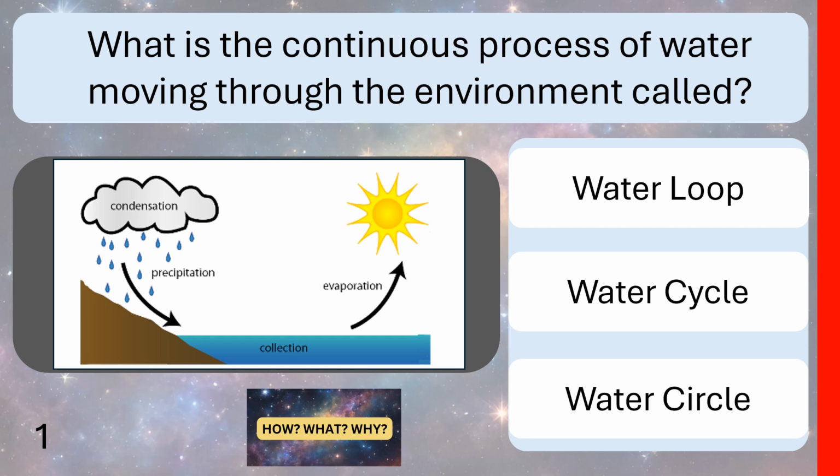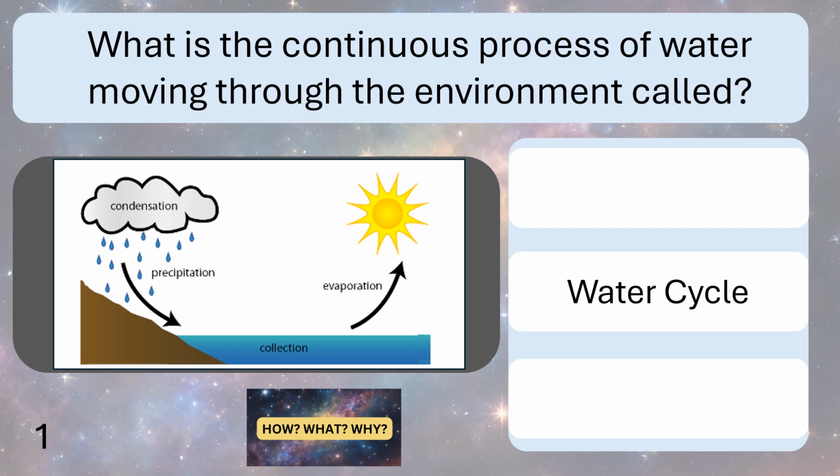What is the continuous process of water moving through the environment called? Is it the water loop, the water cycle, or the water circle? Great work if you chose water cycle. You were on your way to getting lots of these correct.